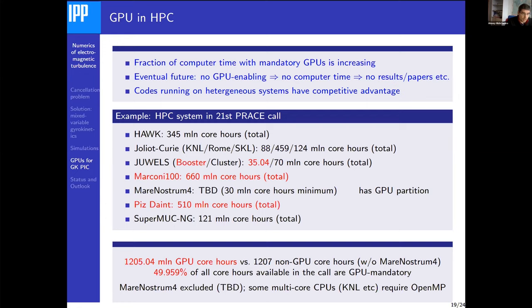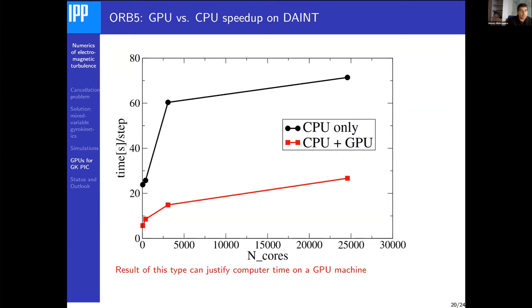And for this example, I have an illustration from a recent PRACE call with different machines participating, which would provide computer time for the successful projects. And one sees that quite a substantial fraction is GPU mandatory. So this is a serious point to be addressed from the point of view of this trend. So here ORB5 has been GPU enabled, and this is one of the figures which could help get computing time on GPU enabled architectures.